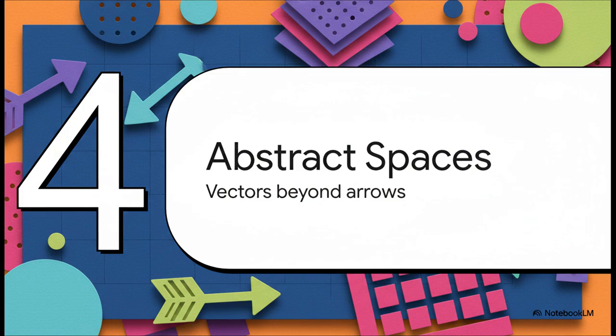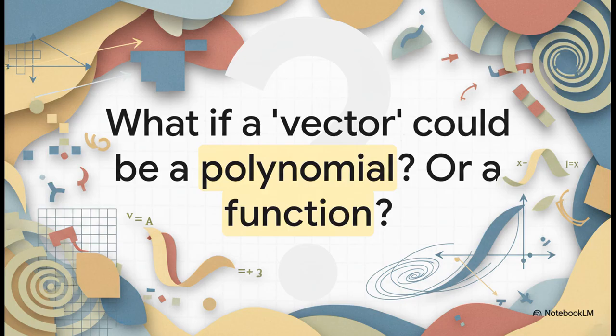All right, get ready to take a pretty big leap with me here. We've been thinking about vectors as little arrows in space, but what if they could be something else entirely? I mean, really think about that. What if the rules we use for adding and scaling arrows could apply to other things? Could a polynomial be a vector? What about a continuous function? Well, the answer is a huge, resounding yes. And believe me, it changes everything.